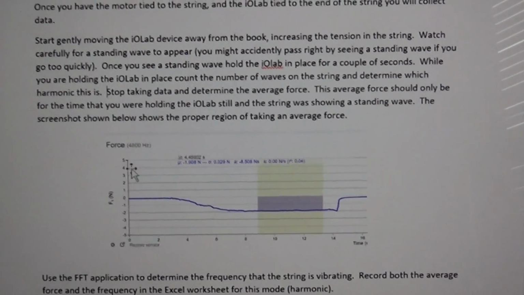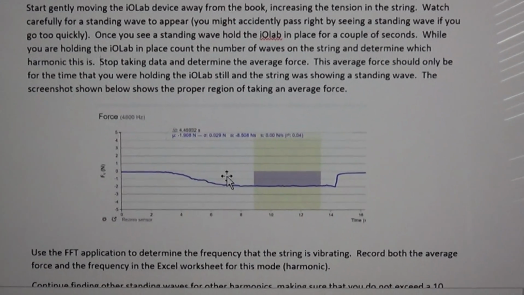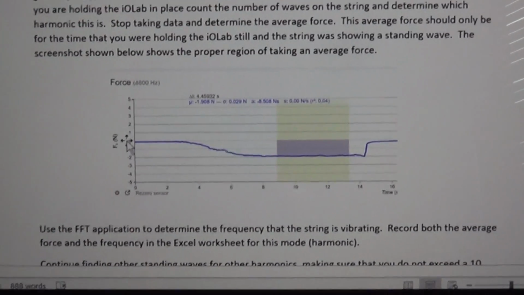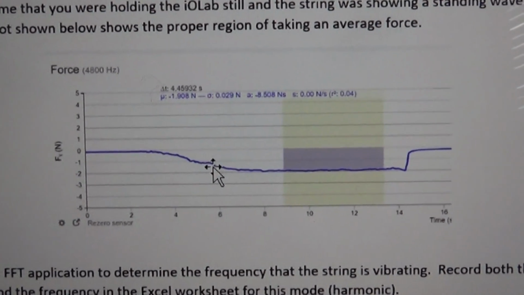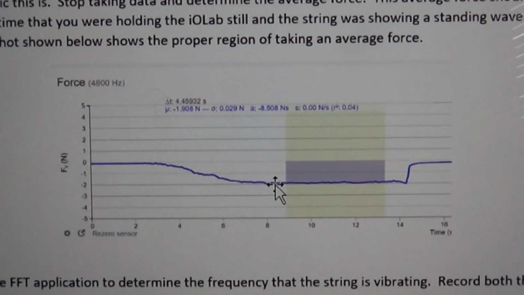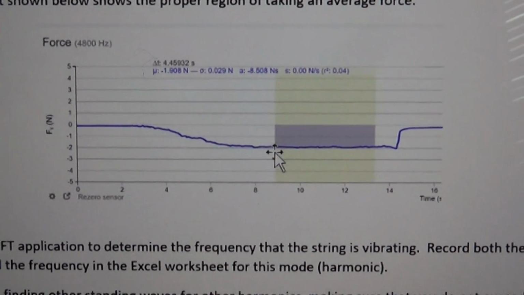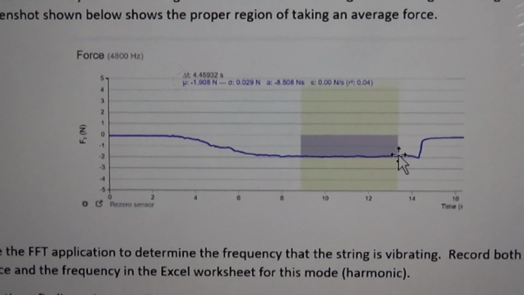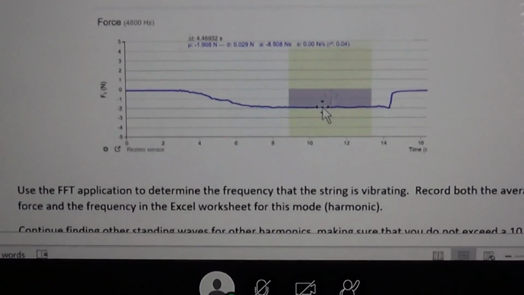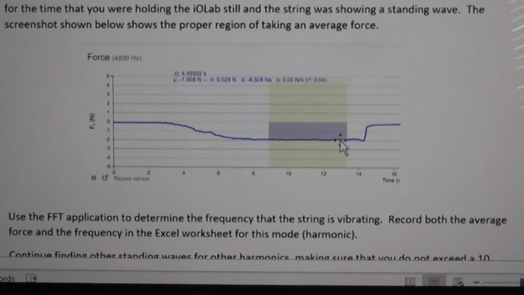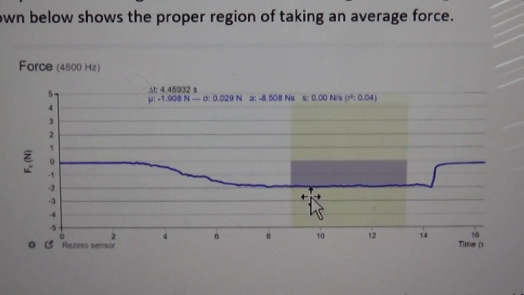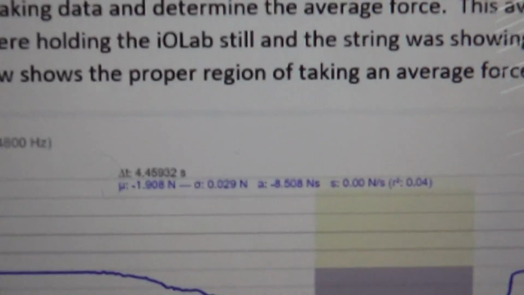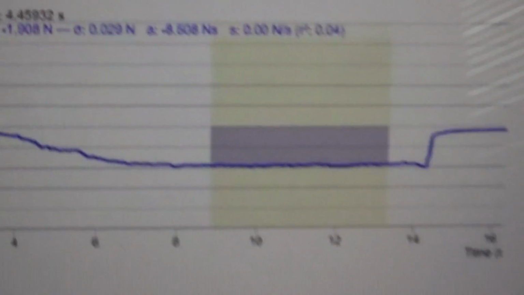Okay, so this is a screenshot that I took a couple of days ago, where you start off with no tension in the string, then you start building the tension up by pushing the iOLAB away from the motor. Then you get a certain standing wave to form, and you hold it there, keep it there, and then you release it. Of course, it's during this portion that you are interested in holding that particular tension for that particular harmonic of standing wave. And then we're going to use the fast Fourier transform application to determine the frequency.